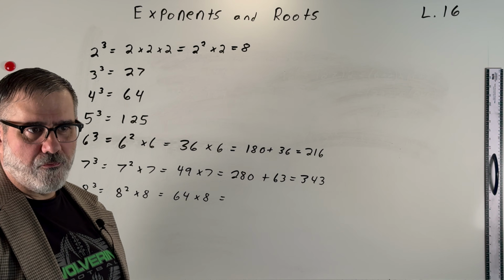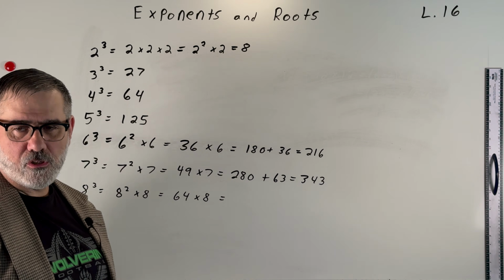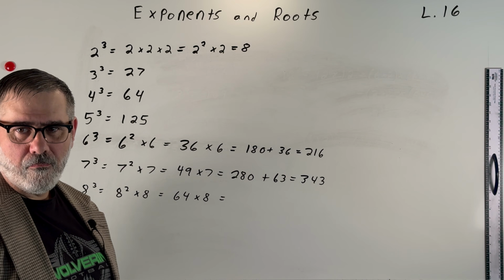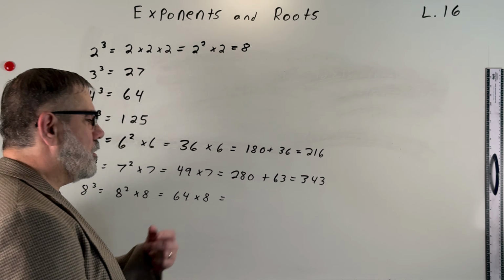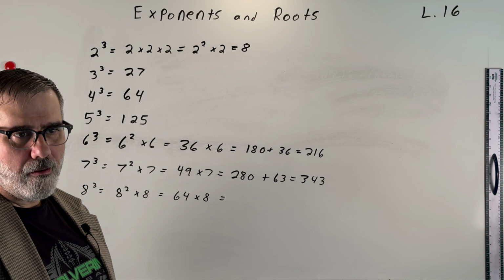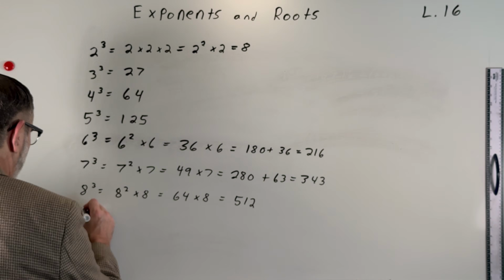You can double 64 three times. What do you get? If you double it once, what's 64 times 2? 128. And then 128 times 2? 256. And 256 times 2? 512. 9 cubed?